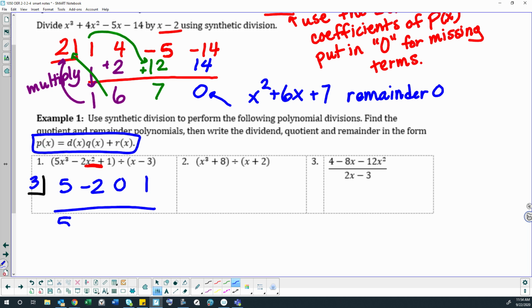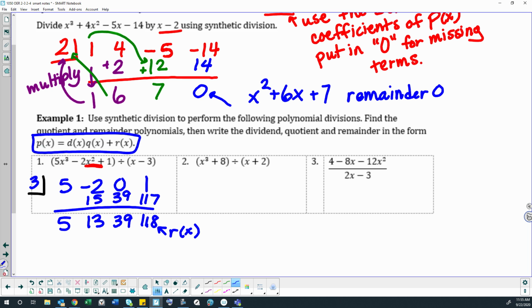All right. We're down to 5. 5 times 3 is 15. Negative 2 plus 15 is 13. 13 times 3 is 39. 39 plus 0 is 39. 39 times 3, I need a calculator. Yep, good job. And add those together, we get 118. So that is the remainder.